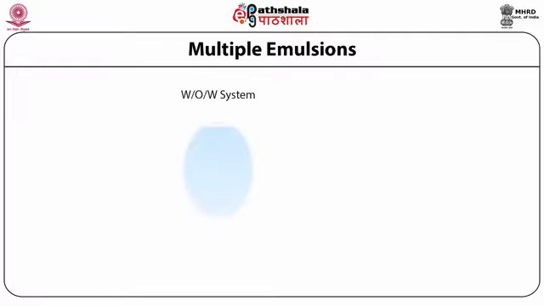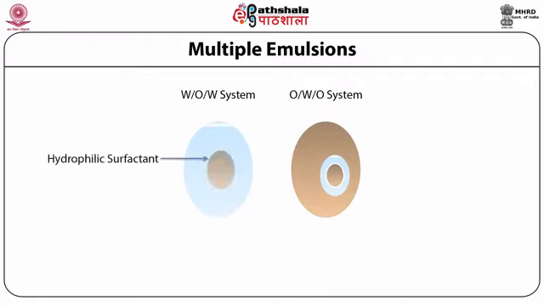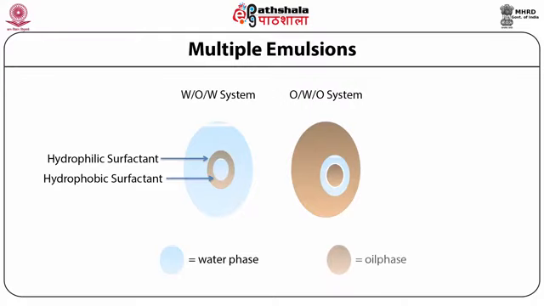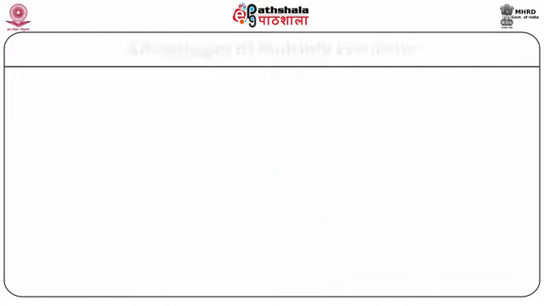First is water in water system, and second one is oil in oil system. In water in water system, there are two surfactants. One is hydrophilic and another one is hydrophobic surfactant. Hydrophobic surfactant is generally adsorbed at the water oil interface, and hydrophilic surfactant is generally adsorbed at the oil and water interface, and this is a high HLB emulsifying agent.